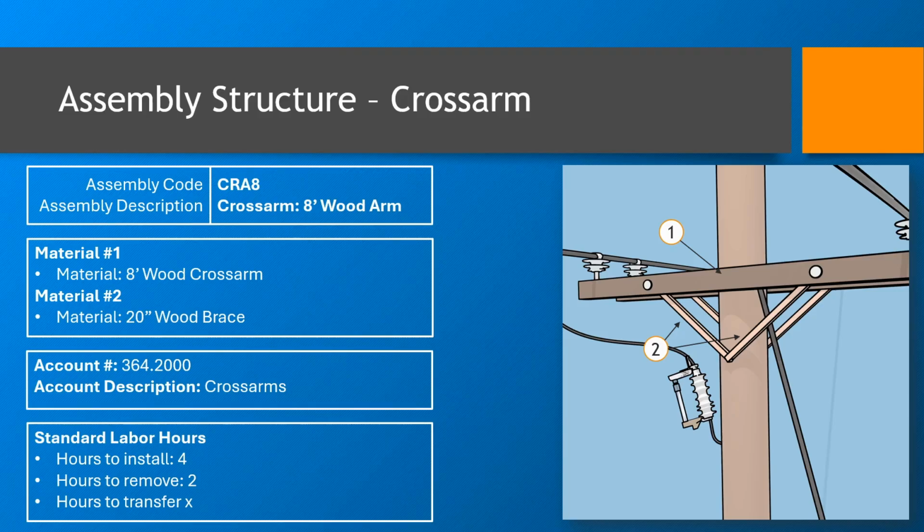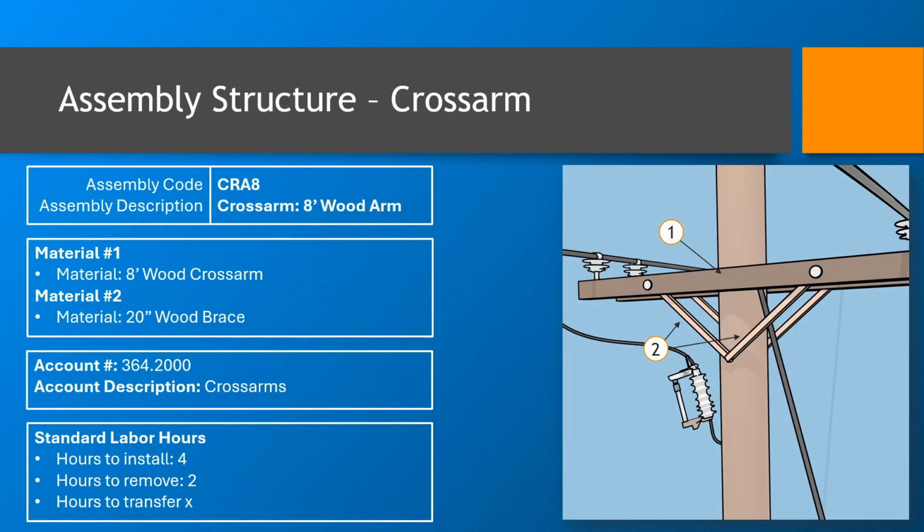Now, let's look at an example assembly. Here we have an assembly for a crossarm. The assembly code CRA8 is a unique code that makes searching and entering this assembly quick and easy. In addition to this, there's an assembly description, crossarm, 8-foot wood arm, that can also be used to search and enter in a work order.